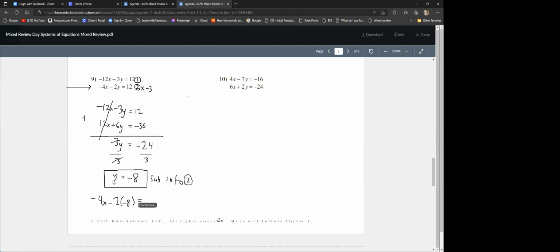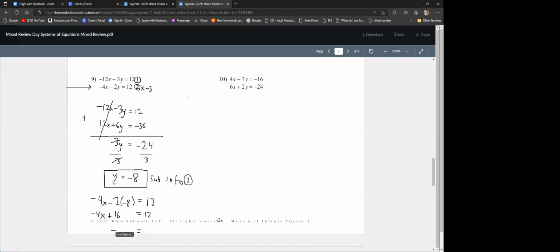Tell me what to write on the next line. Negative 4x. What's negative 2 times negative 8? 16. Plus 16 equals 12. Now what do I write? Next line. Now you do what you just said a minute ago. Leave all the x's on the left, put all the numbers on the right.